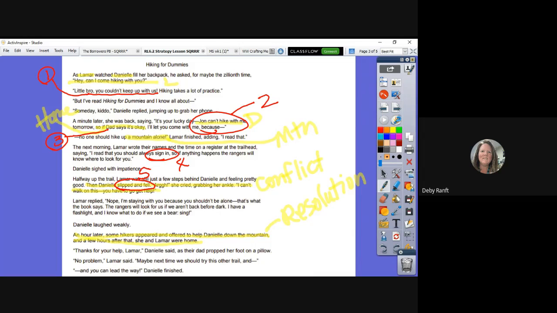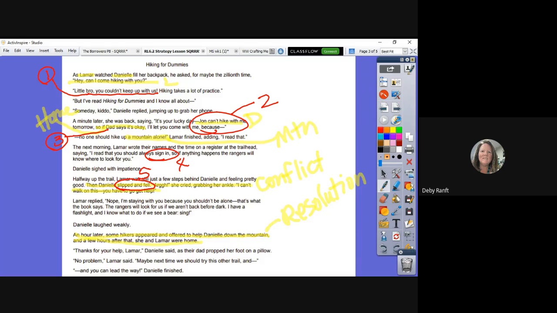So then, here she is. Can't walk on her ankle. What happens next? What's the next most important? I mean, that is definitely important. They wait for an hour. They wait for an hour. Okay. What else could it be?